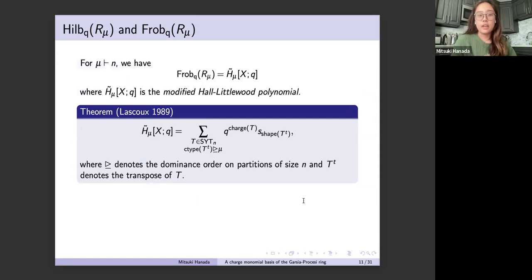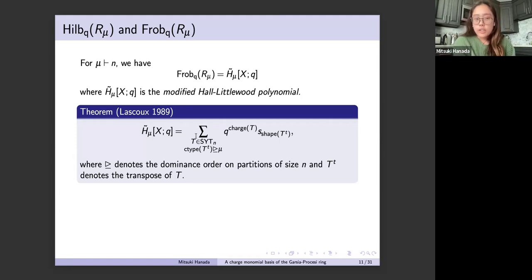So before we ask ourselves that question, let's first talk about the Hilbert series and the Frobenius character of this SN module. We actually have a very nice formula for the Frobenius character for these things. They're given by the modified Hall-Littlewood polynomials. If you're not familiar with that, one more well-known formula for these is a sum over semi-standard Young tableau of weight mu, and then you take q to the cocharge s to the shape.